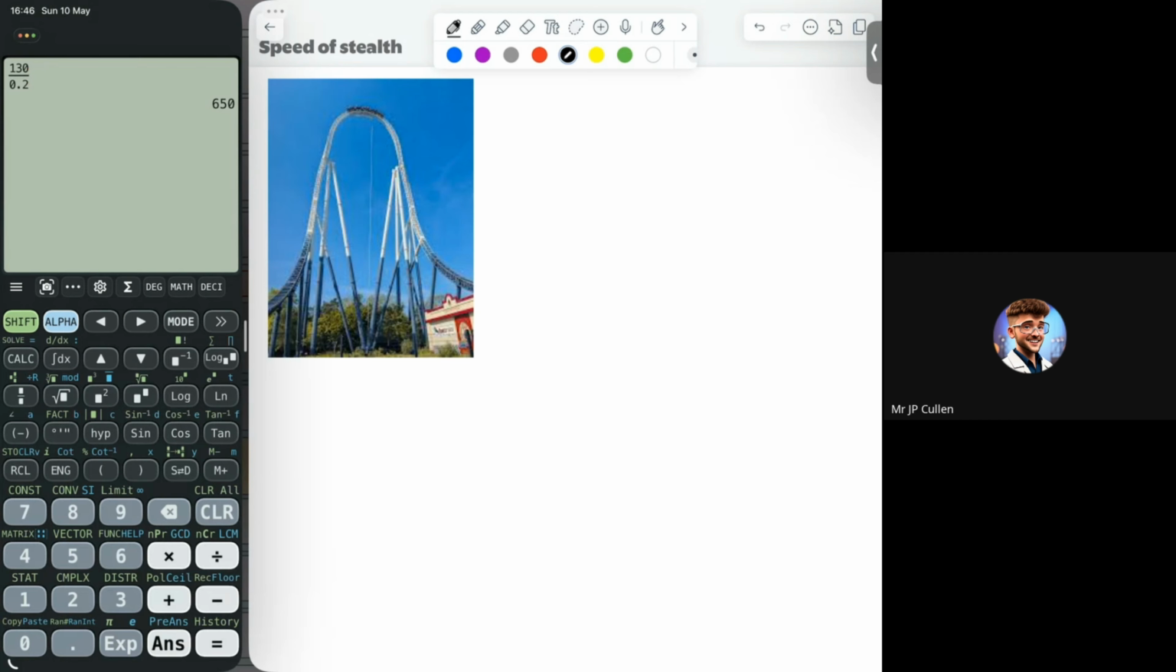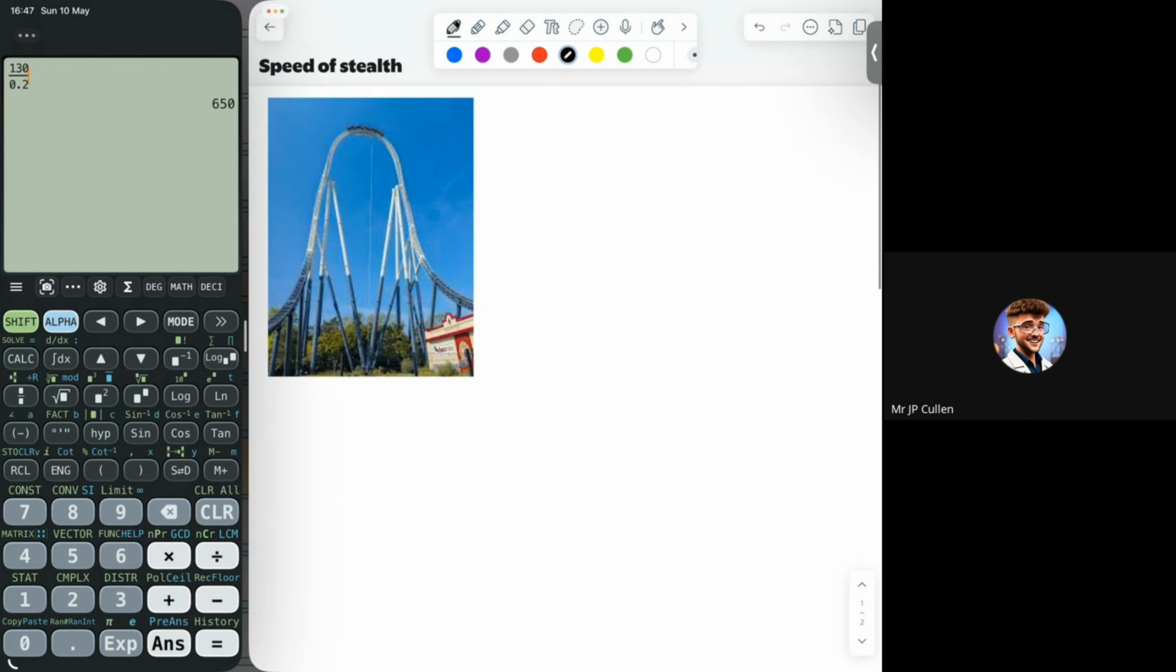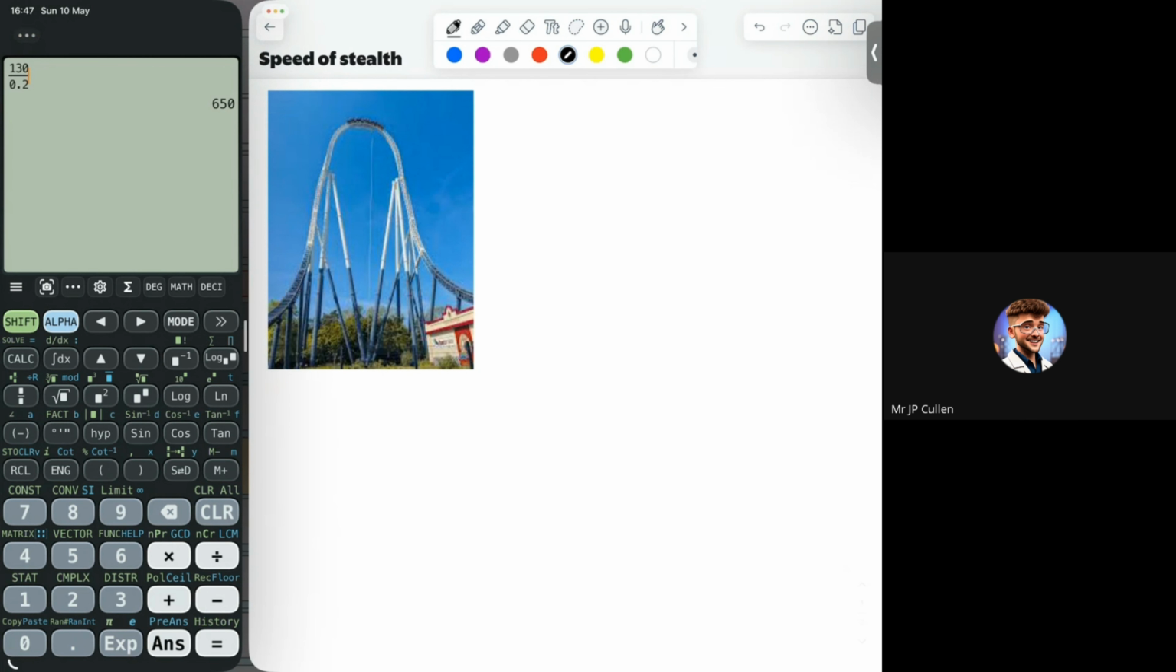So I thought I would use the ride Stealth to show that this concept works. With Stealth, it's a nice and easy example because you essentially get fired to the top of the ride and then you just come back to the bottom. And we want to know what the maximum speed of Stealth is. We're going to model this as a 5-mark energy transfers question. What is the maximum speed of Stealth?